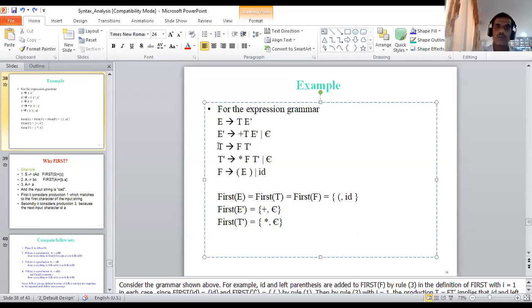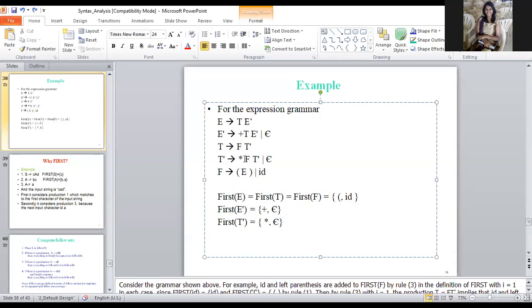Now what is the first of T? Same as that of first of E, sir. Open parenthesis and ID, because your first of F is also the same as first of E. Fine. What about first of T dash? I'm asking about first of T dash. First of T is nothing but F, so I get the same thing. So here you can observe that first of E, first of T, first of F will also be the same as open parenthesis and ID, because all three get the same terminal symbols on the right-hand side. Am I clear? Okay. What about first of T dash?